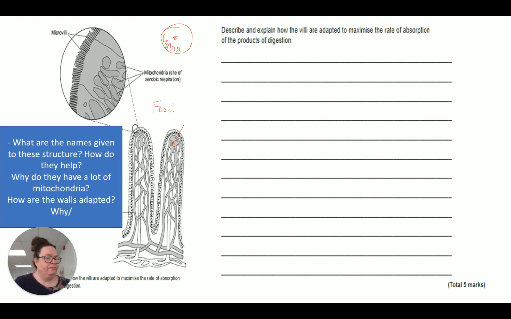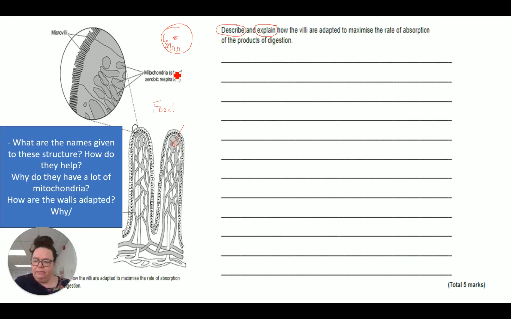So let's have a look at our question. Our command words on this one are describe and explain. In order to get full marks, we must have some describe and some explain. If they're all described, we can get a maximum of about 3 or 4, because it's actually asked us to do both. So, describe and explain how the villi are adapted to maximise the rate of absorption of the products of digestion.